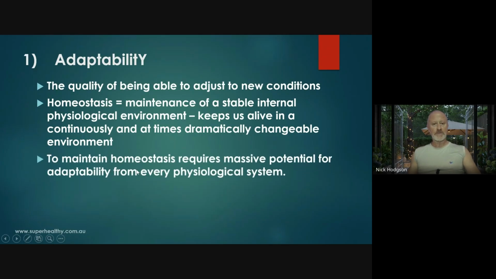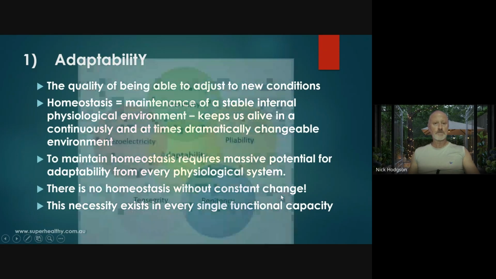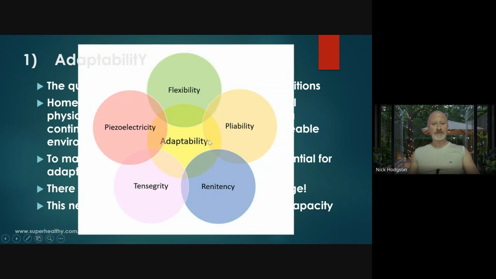So here's the point about homeostasis. In order to maintain homeostasis, it requires massive potential for adaptability from every physiological system. So in order to have stability, we have to have constant change all the time. So there is no homeostasis without constant change. So this necessity exists in every single functional physiological capacity. So this is why this sits at the center of everything else. Without adaptability, we can't survive.